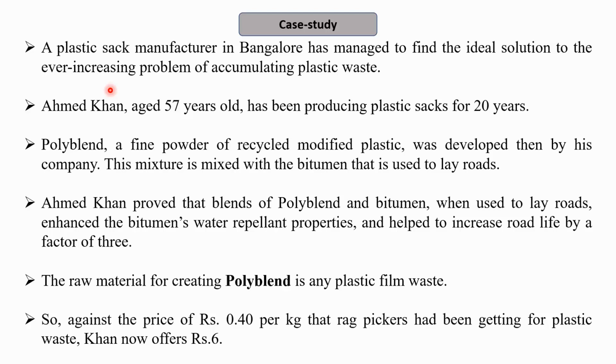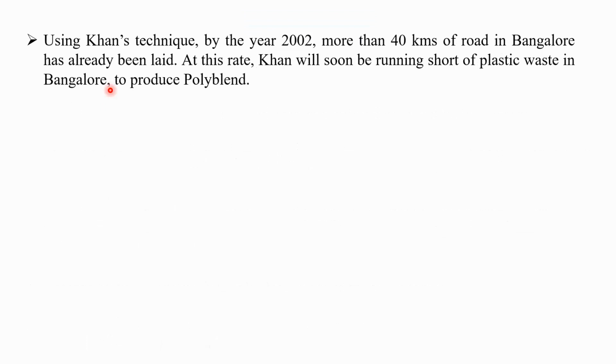So against the price of 0.40 per kg that the rag pickers had been getting for plastic waste, Khan now offers them ₹6. And using this technique, by the year 2002, more than 40 kilometers of road in Bangalore had already been laid. At this rate, Khan will soon be running short of plastic waste in Bangalore to produce the Polyblend.